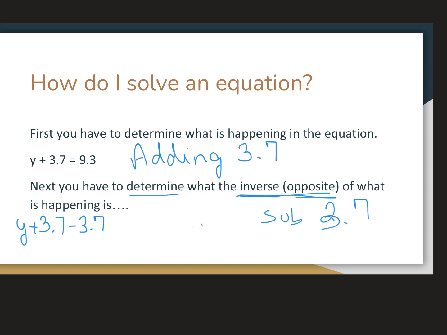So, equals 9.3 minus 3.7. So here, these will cancel. And I get y equals, and I have 9.3 minus 3.7. Remember that when we are subtracting decimals, we simply line them up. So I get 5.4. That's the value that makes my equation true.